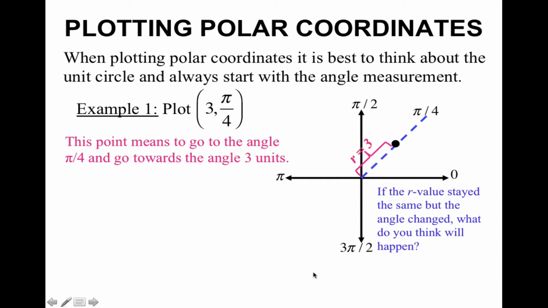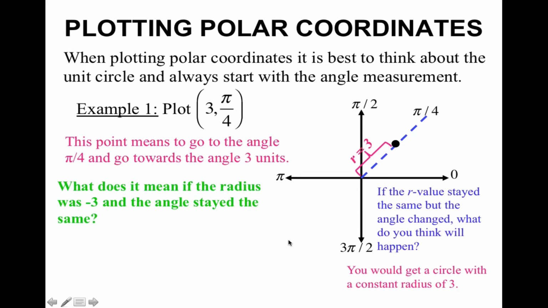Now, if the r value stayed the same, but the angle changed, what do you think will happen? You should be thinking that you would be rotating around a circle that has a radius of 3.